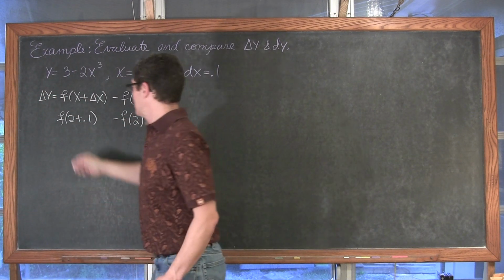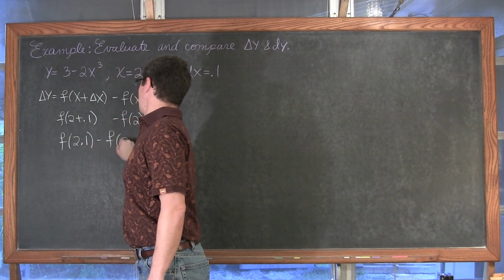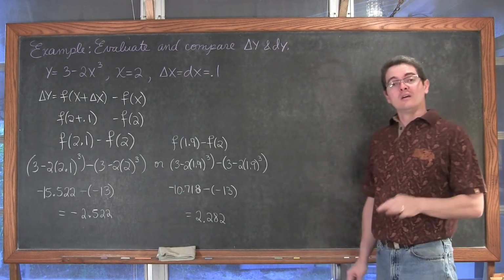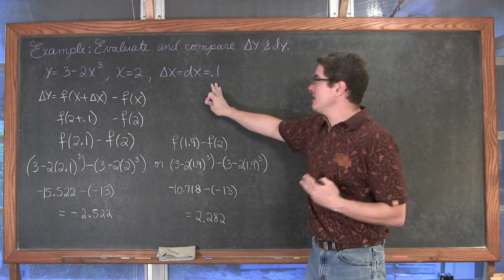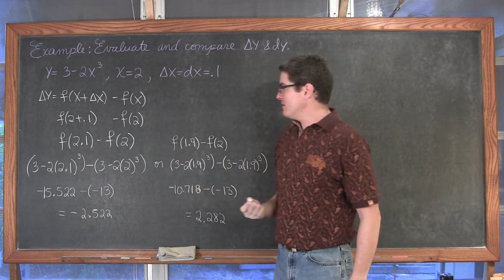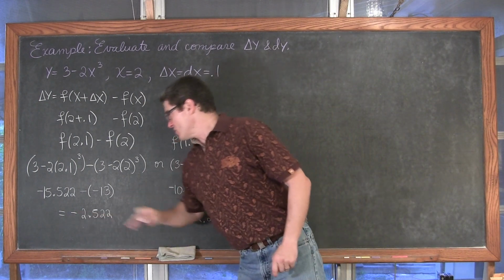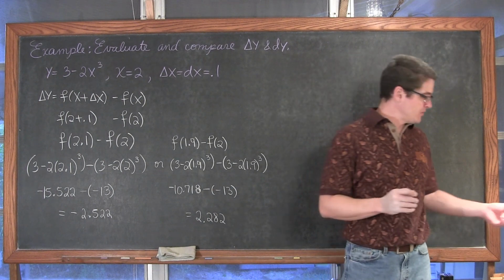Or, basically, just do f of 2.1 minus f of 2. Let's get that up there. So, whether that delta x is to the left or the right of 2, we have an actual change in the function of negative 2.522 units, or 2.282 units.